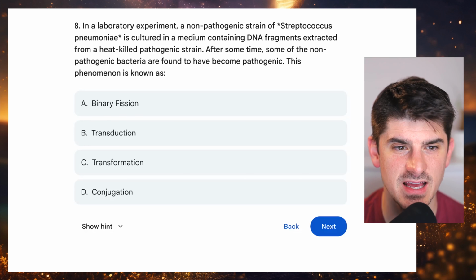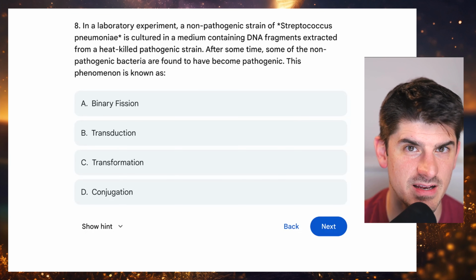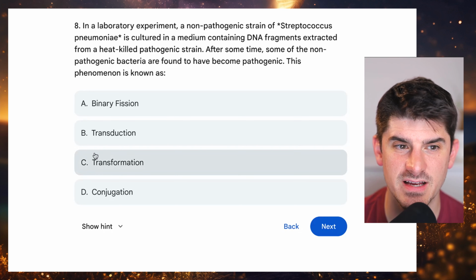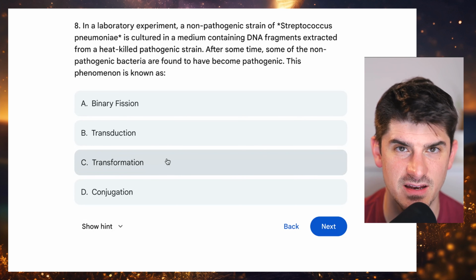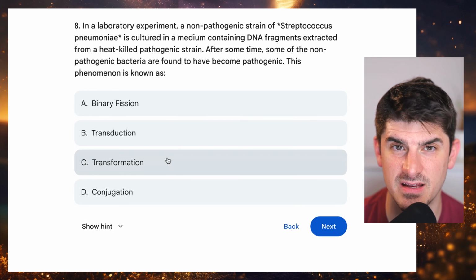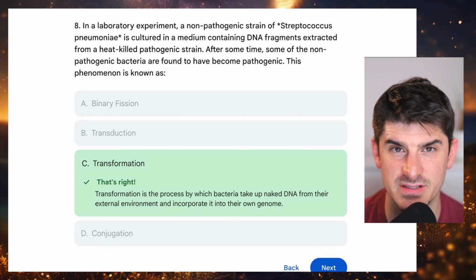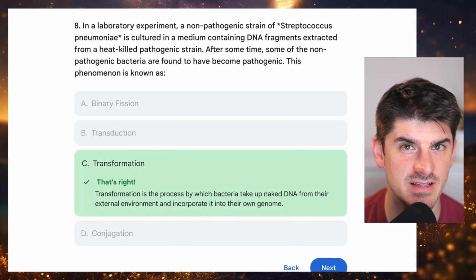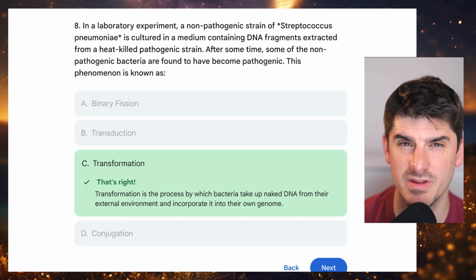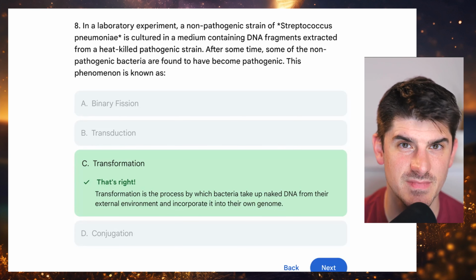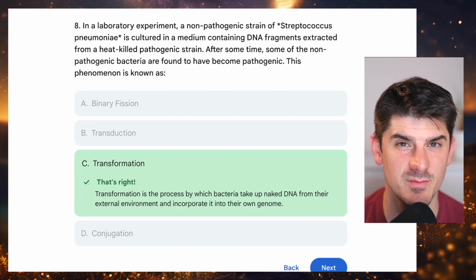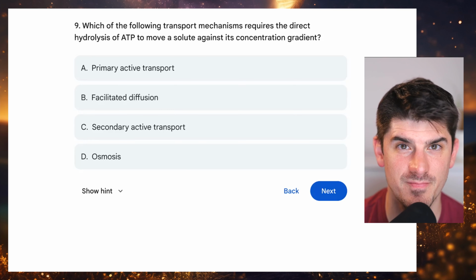There is a heat-killed pathogenic strain that left behind DNA fragments. When these are taken up by another strain and they obtain that DNA trait, this is called transformation. Answer choice C. Can you imagine if humans did this? If we could just absorb the DNA from someone else and take on that trait? Bacteria are pretty cool.